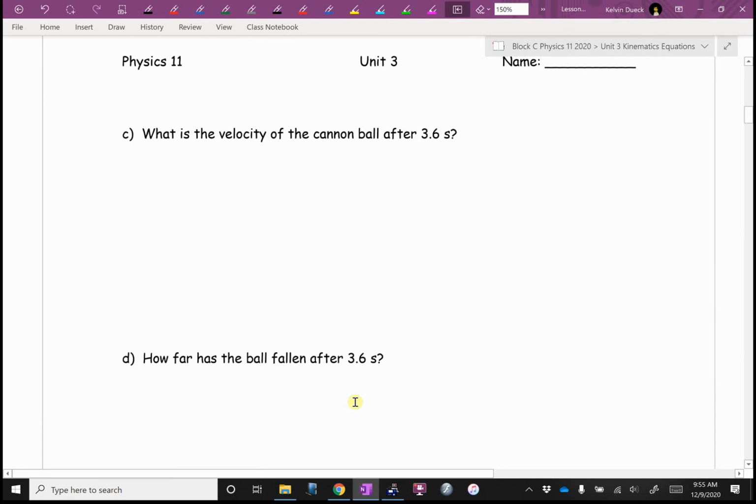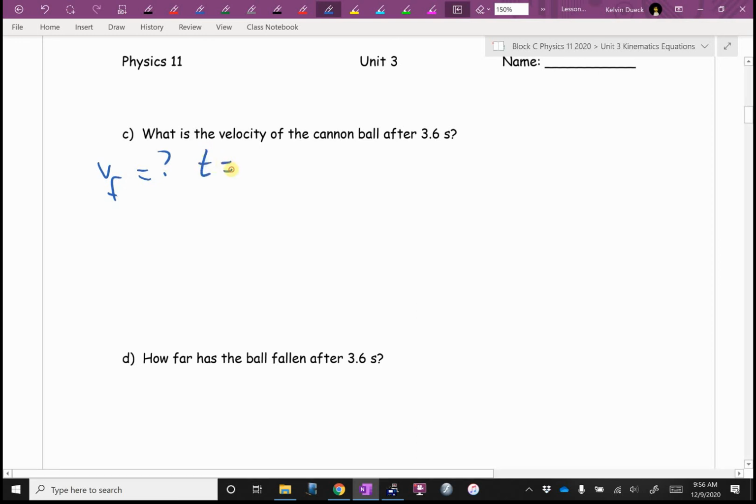C. C. Braden, what's C asking me to find? Which one? VF or VI, do you think here? You're right. How did you figure that out? One hint is after. See the word after? So, okay. VF equals question mark. What's that 3.6?